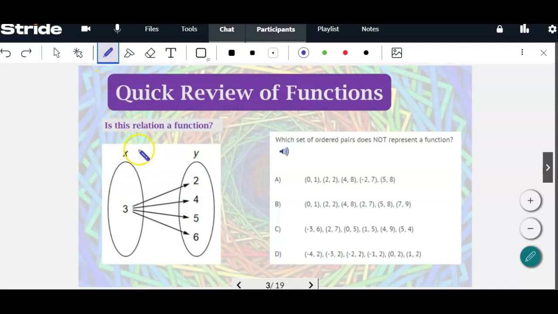All right, on the multiple choice one there, let's look at our ordered pairs. So we have 0, 2, 4, -2, 5. That is a function. We're looking for one that's not a function. 0, 2, 4, 2. All right, so those 2's repeat. So it should be B. Just verify. -3, 2, 0, 1, 4, 5. -4, -3, -2, -1, 0, 1. So yes, B is the correct answer.